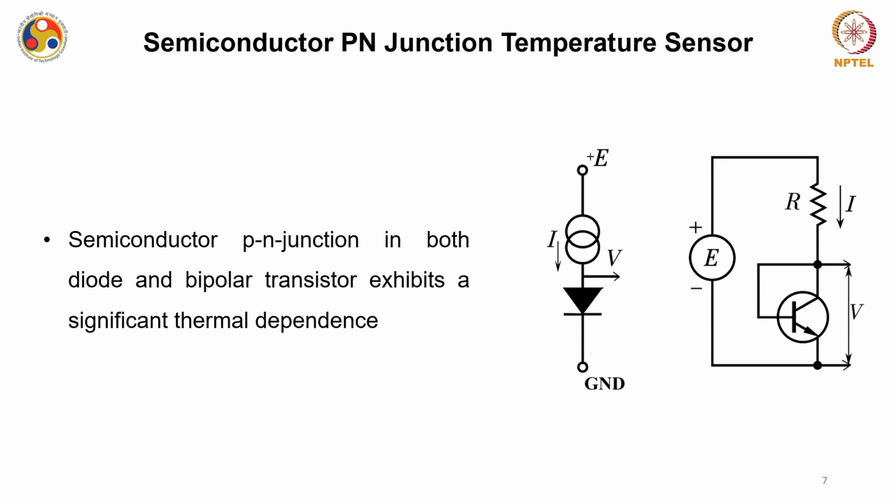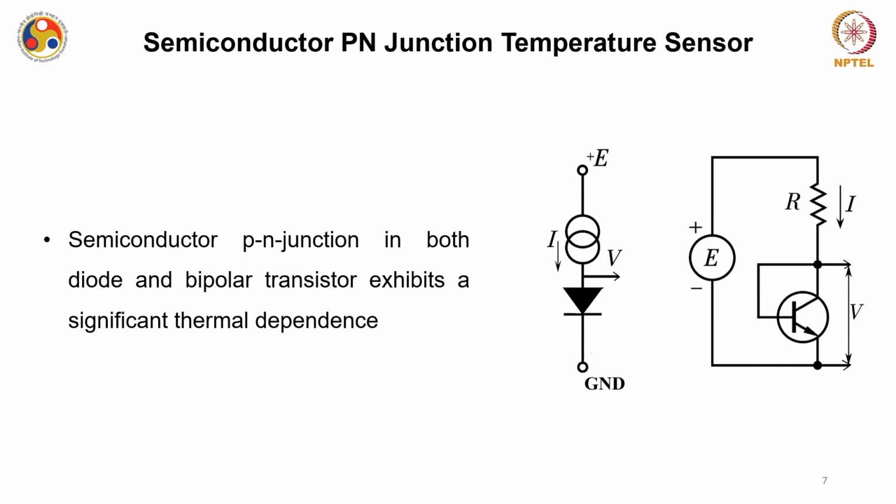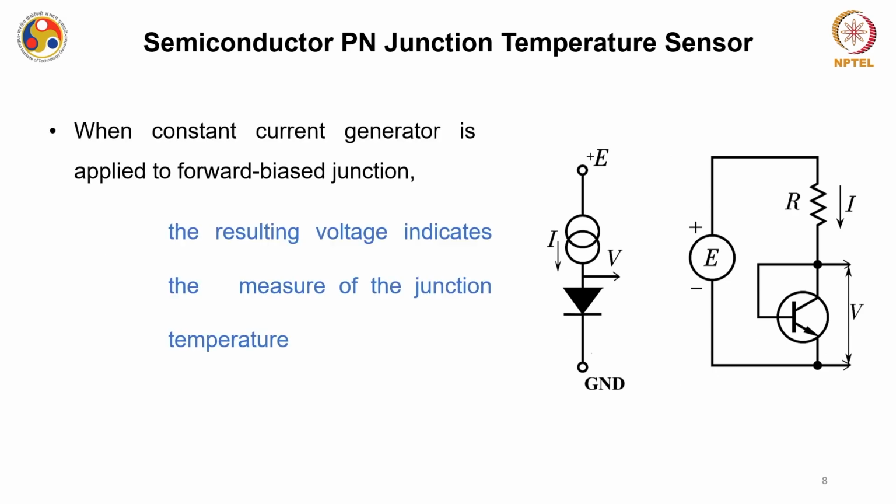So, a semiconductor PN junction, in both the cases, be it a diode or a bipolar transistor, exhibits a significant thermal dependence. Basically, in both the cases there are PN junctions which, when forward biased with a constant current source, can act as a temperature sensor. When a constant current generator is applied to the forward biased junction, the resulting voltage indicates the measure of the junction temperature.